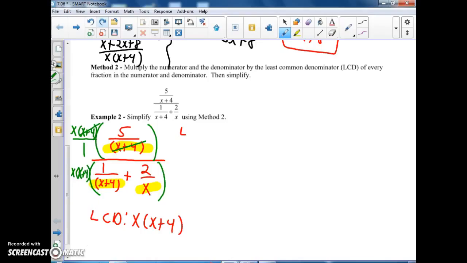Okay, so what are you going to do? You're going to multiply top by top and bottom by bottom. So what will you get? 5x. Oh my gosh, it's so simple. I'm going to get 5x. Just like what you said. Everybody clear so far?